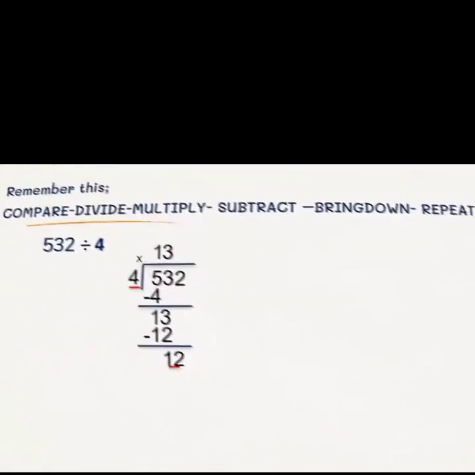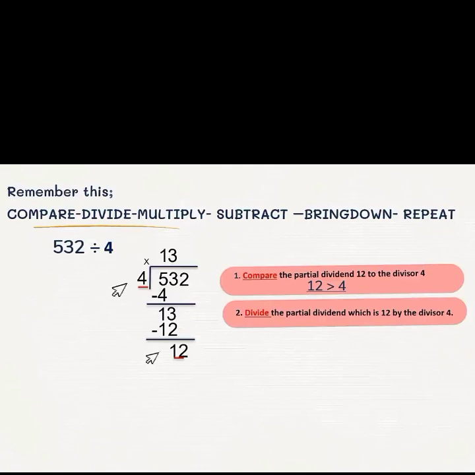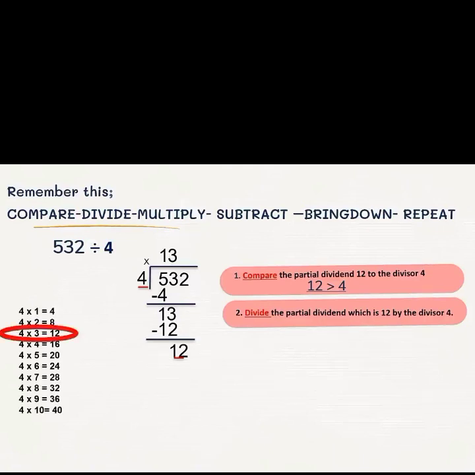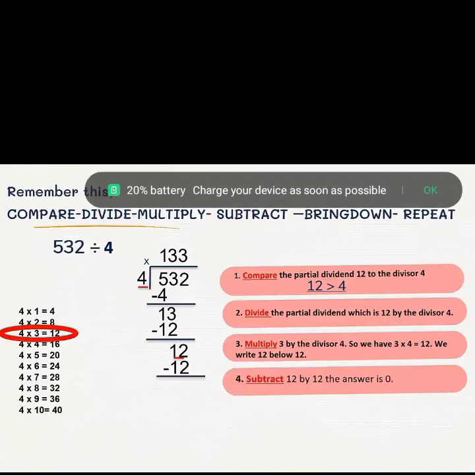Here we again compare 12 to 4. 12 is greater than 4, so we can now proceed dividing 12 by 4. The exact product in the multiplication facts is 12. So we can write 3 in the quotient above 2. Then multiply 3 times 4 is equal to 12. Write 12 below 12 and then subtract. So the answer is 0.